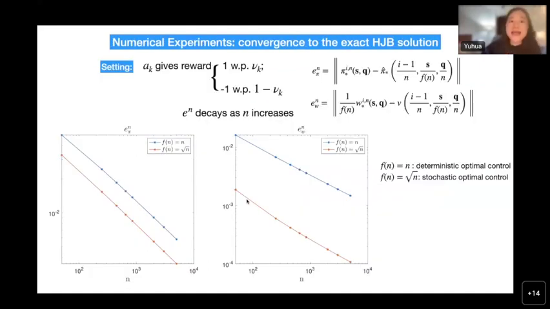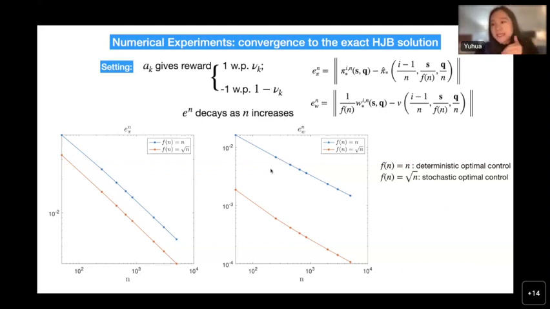Finally, let me summarize this talk with some numerical experiments. The first numerical experiment shows the difference between the optimal policy based on the HJB equation and the actual optimal policy, and the optimal value function based on the HJB equation and the actual optimal cumulative reward. The error actually decays pretty fast as the number of pulls n goes to infinity. With different rescaling, we end up with different errors.